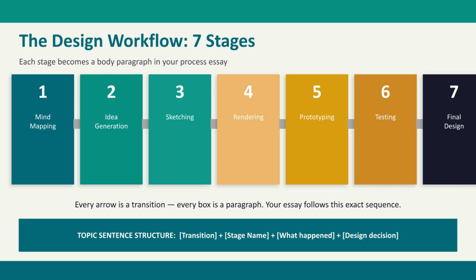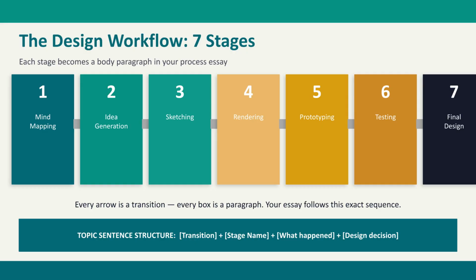Now look at the formula at the bottom of the slide. Read it with me. Transition plus stage name plus what happened plus design decision. That's your topic sentence template for every single body paragraph. For example, subsequently, that's your transition. The sketching phase, that's your stage. Produced over 30 thumbnail concepts, that's what happened, from which the organic, layered form was selected for further development.